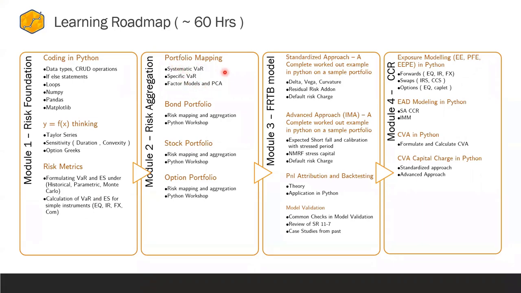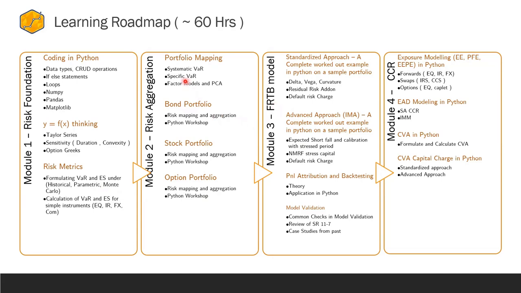So portfolio mapping, systematic and specific VaR, there are factor models and principal component analysis. Lots of banks calculate principal components and then use that to calculate systematic value at risk. So we'll look at that. And then we'll take sample portfolios. There is a bond portfolio, different types of instruments, and we'll see how to calculate value at risk and expected shortfall using these three different methods for a portfolio, stock portfolio, option portfolio.